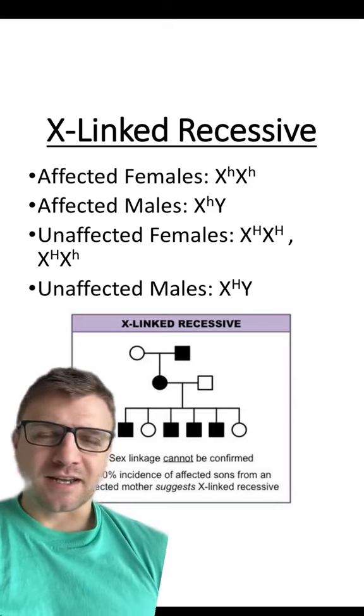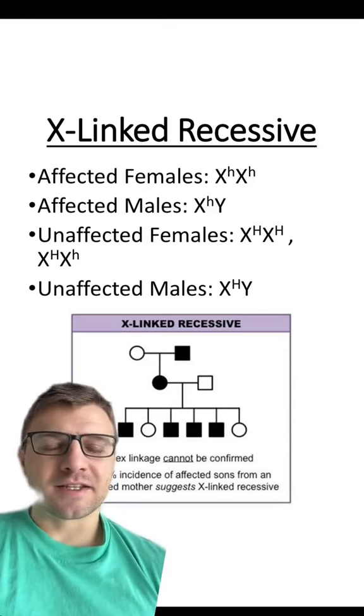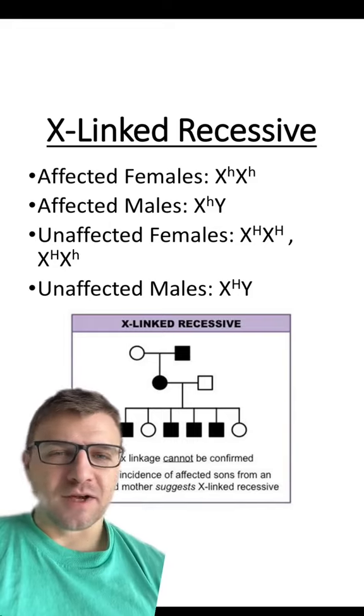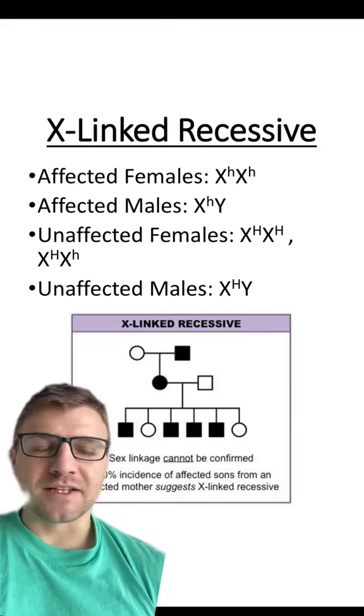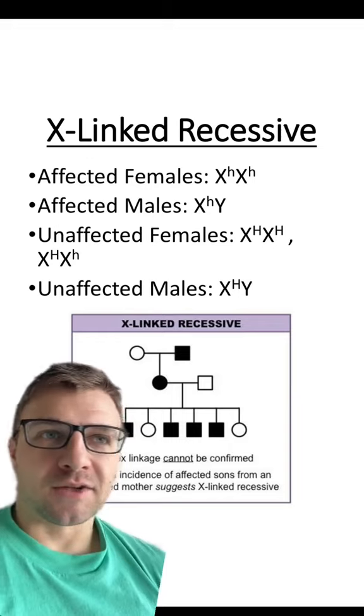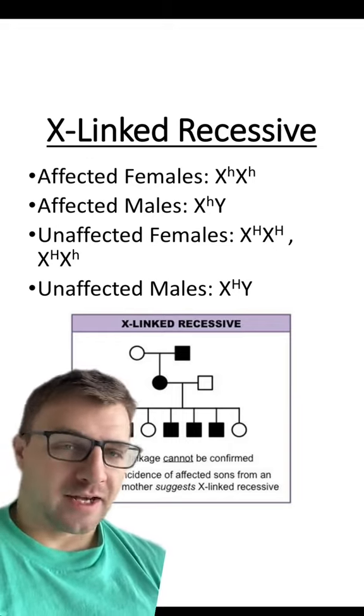Now, sex-linked inheritance is a little bit different. In X-linked recessive traits, affected females are going to be XhXh, and affected males are going to be XhY. Unaffected females have at least one big H. Unaffected males can only have one big H since they only have one X chromosome.